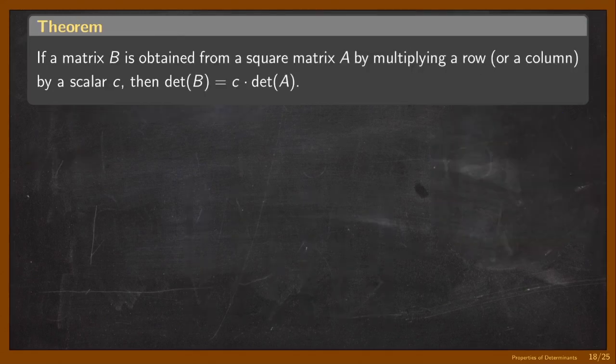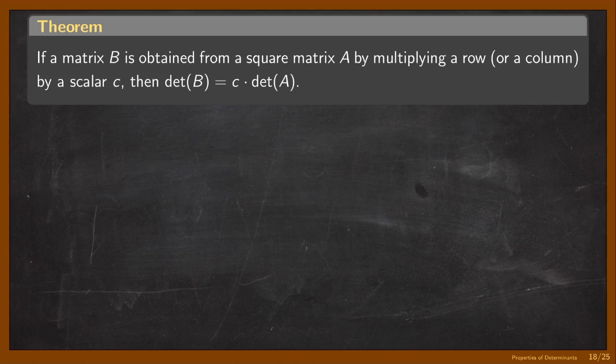So let's now look at the effect of a type 2 elementary row operation on the determinant. If you multiply a row, or a column for that matter, by a scalar c, the resulting determinant will also be multiplied by c. So isang row lang ang i-multiply mo by c, the whole determinant gets multiplied by c. You know the reason for this?